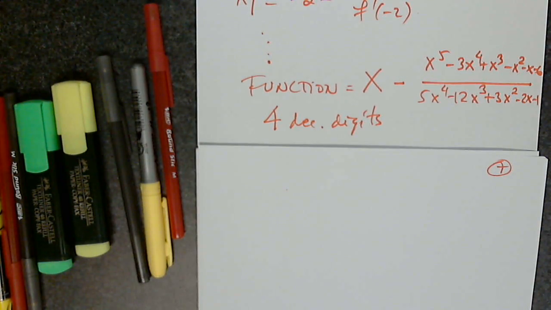5x to the fourth minus 12x cubed plus 3x squared minus 2x, is it? And minus 1, correct? Okay. And minus 1. Then close the parenthesis.